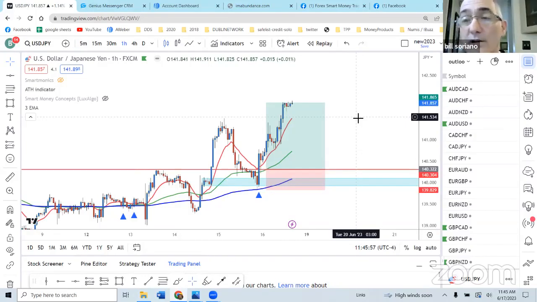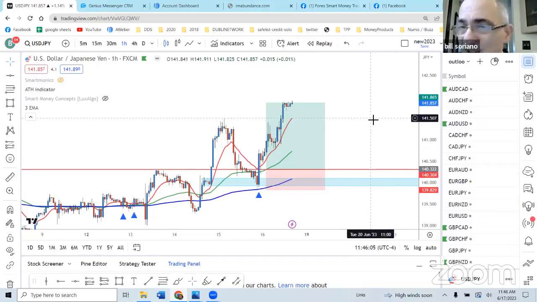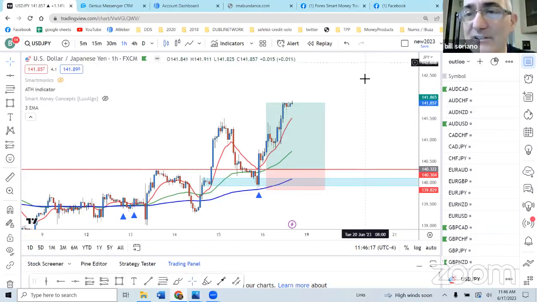So until tomorrow, guys, when I come on here live and I go through the smart money trades, again, I've showed you 10 plus winning trades just this week using our community 62 pullback strategy with our community's proprietary indicator, the ATH indicator.